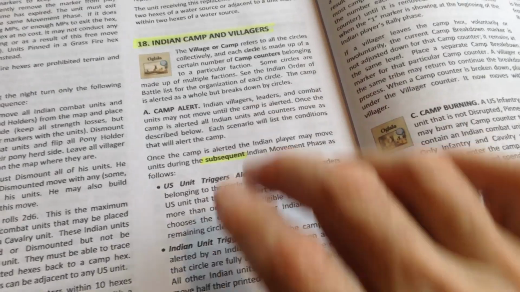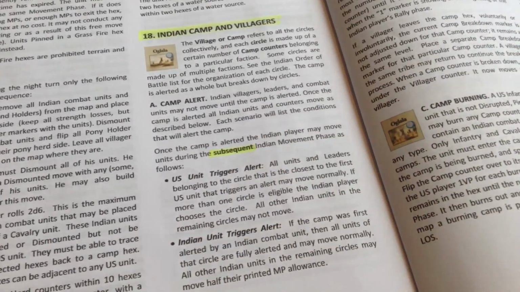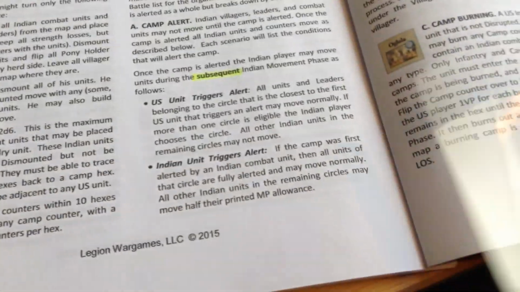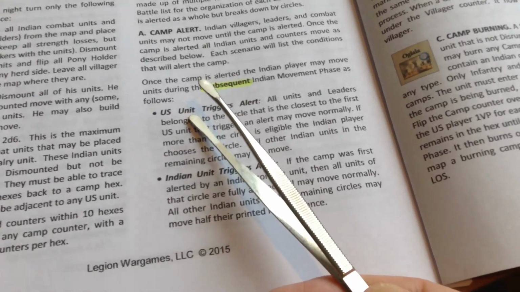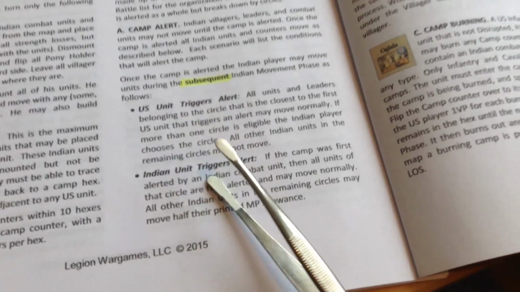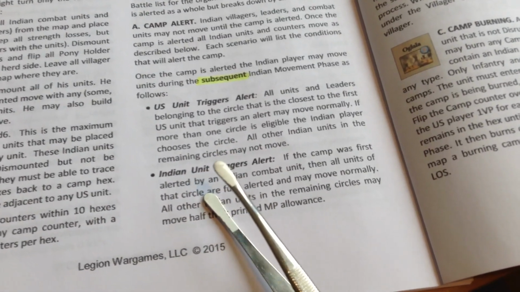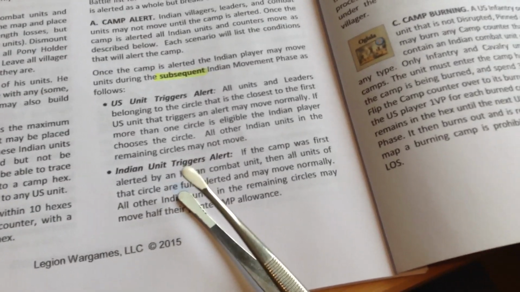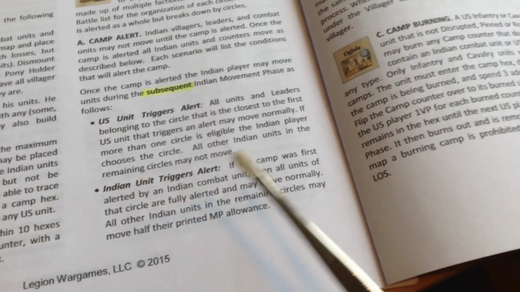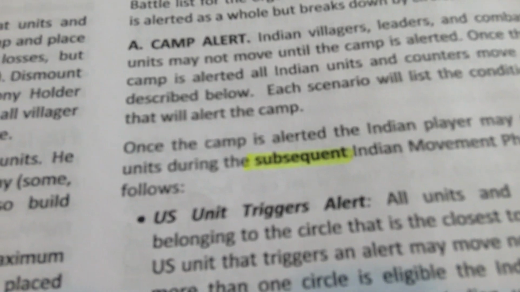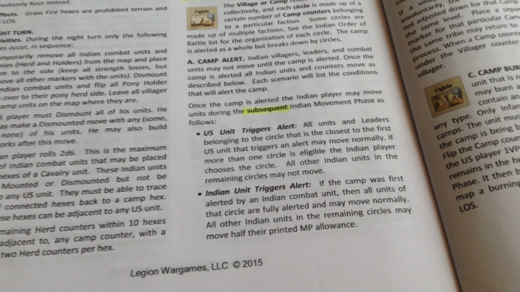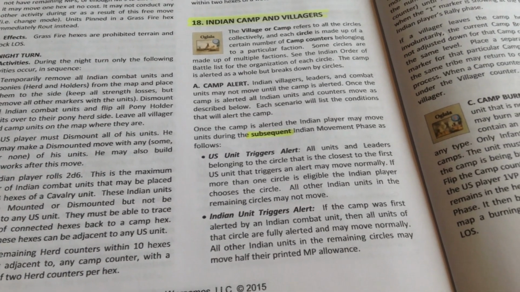But there's two different mechanisms for alerting the camp. And in this case, it'll be Turning Bear that enters the Hunkpapa camp. And there are different rules depending if the U.S. unit triggers the alert or the Indian unit. In this case, because Turning Bear is alerting them, he'll enter the Hunkpapa camp. The Hunkpapa circle will be alerted, and it says that they can move on the subsequent Indian movement turn, so they won't be alerted instantly.